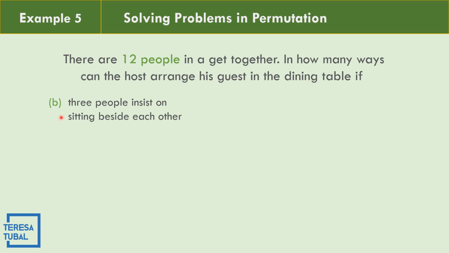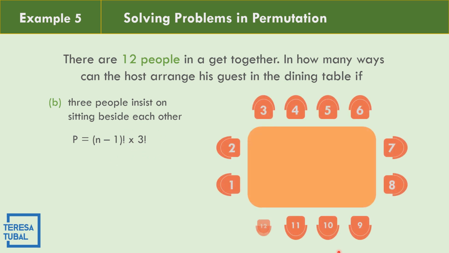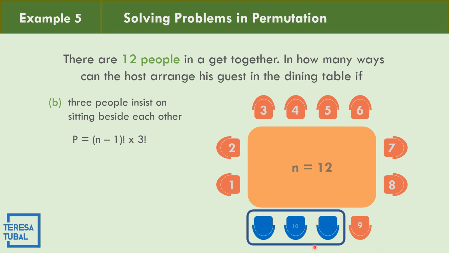How about letter B? 3 people insist on sitting beside each other. So the formula for the circular permutation is equal to the quantity n minus 1 factorial times the restriction, 3 people insist beside each other, so that is 3 factorial. Let us see in the illustration. We have 12 people sitting at the dining table, so n is equal to 12. But then, for example, persons 10, 11, 12 insist on sitting beside each other, so they are considered as 1. So right now, the number of people is equal to 10. So n is equal to 10 because 3 people insist on sitting beside each other.